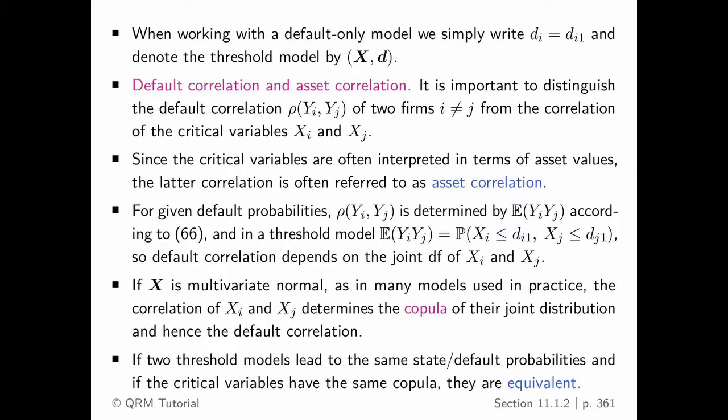We can make some calculations in this model that are pretty straightforward, but we're going to get down to the word copula. Why are copulas in these models? So, firstly, there are a couple of notions of correlation in a threshold model. There is default correlation, which is the correlation of these Yi's, the indicator variables. And then we can also talk about the correlation of the X's. And the correlation of the X's is usually called asset correlation because of the Merton interpretation.